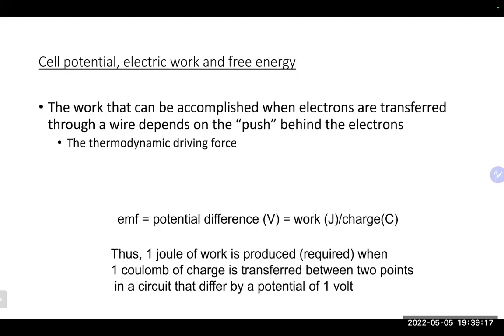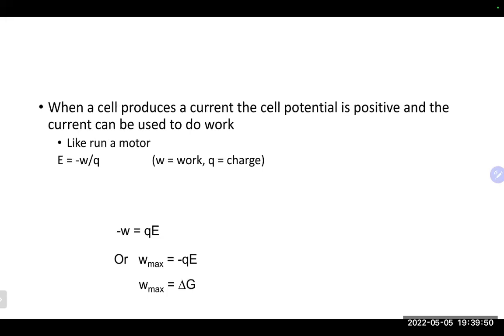So cell potential, electrical work, and our Gibbs free energy. The work that can be accomplished when electrons are transferred through a wire really depends on the push behind the electrons. So the potential difference or the voltage is, as we talked about, really a joule over a coulomb of energy. So one joule of work that's produced or required between 2 points in a circuit is basically that difference of those electrons traveling from one side to the next. And ultimately, if we do some work, we could use it to run a motor, like batteries, goes out through the thing here and powers your device.